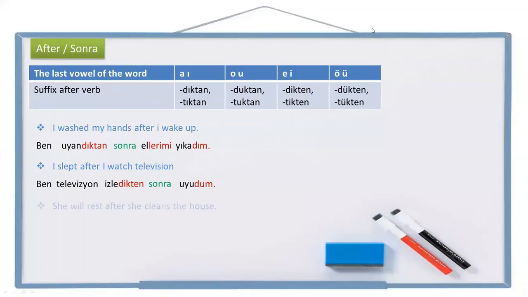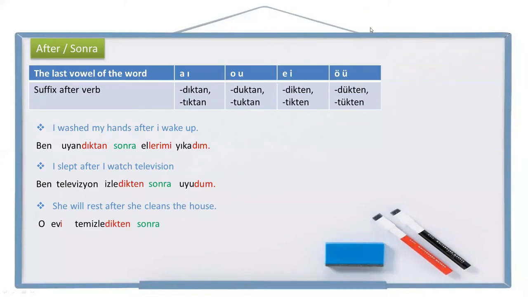Let's write one last example. She will rest after she cleans the house. So I can see after and cleans the house. Let's write the person pronoun she first. O. Cleans the house. House, ev. The house, particular house. Evi. Clean, temizle. After, sonra. I need to combine them with the suffix, temizledikten sonra.